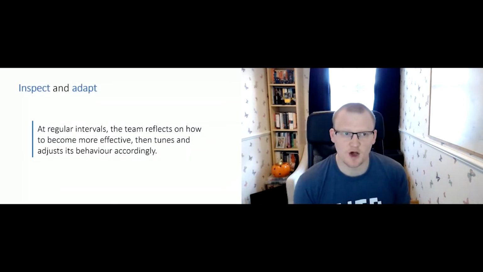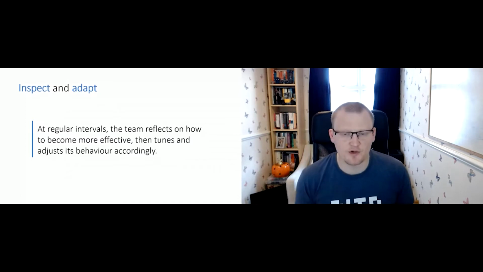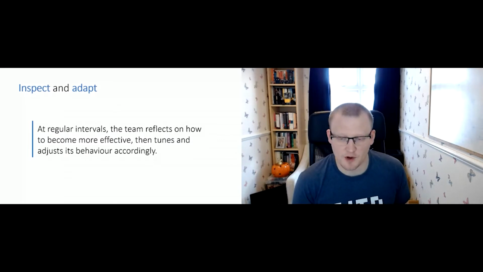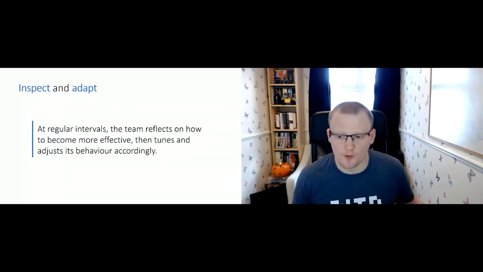I'm going to be talking a lot about Scrum, not because I advocate Scrum in particular, just because I think it's a bit of a common starting point for everybody. But the Scrum Guide itself talks about inspecting and adapting. At regular intervals, the team reflects on how to become more effective and tunes and adjusts its behavior accordingly. Now, this doesn't just happen in retrospectives. This happens all over the place throughout your Agile development practice, but obviously we're focusing on retrospectives today.